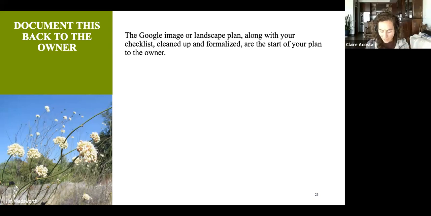That's when you're going to start to create a plan with the owner or the client. You're saying, this is my assessment of the site. This is what you've said you need. And these are the priorities we've discussed. And here's the plan. Here's the maintenance plan we've got going on. So this would essentially be documenting it to them.